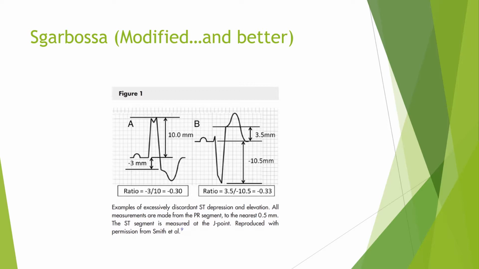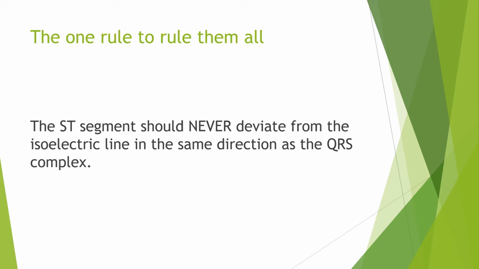And so when you review these criteria, when you get an understanding of what normal presentations are, I've actually dumbed this down a little bit, made it very, very simple, boiled it down, because I think some of those criteria are hard to remember. And so the rule is this, that the ST segment should never deviate from the isoelectric line in the same direction as the QRS complex. If you think back to the Sgarbossa criteria, that's all that they're saying.